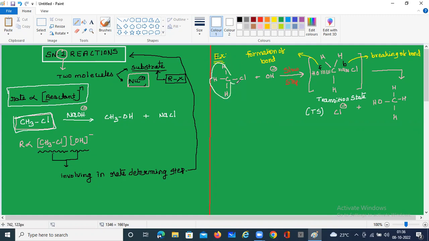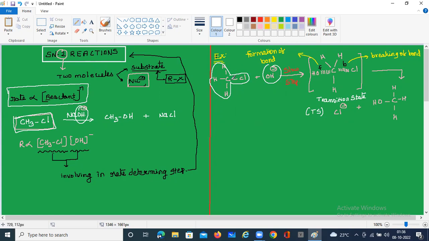CH3Cl reacts with what? A nucleophile like OH minus. So in this mechanism, how many molecules are going to participate? Two. That means it is bimolecular.